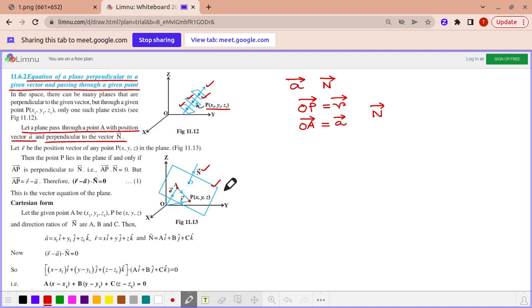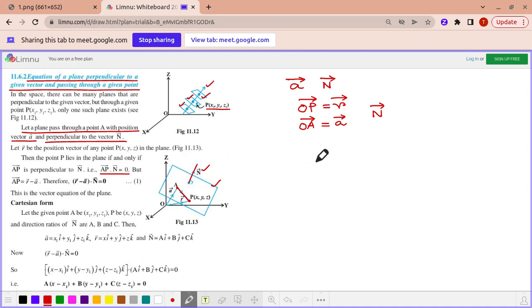Now, one thing we can say is that the vector AP is perpendicular to the vector n, correct? Obviously, because if we join A and P, we get this vector AP. That AP vector is perpendicular to the vector n. Now when two vectors are perpendicular to each other, what happens? Their dot product becomes 0. So AP vector dot n vector is equal to 0.